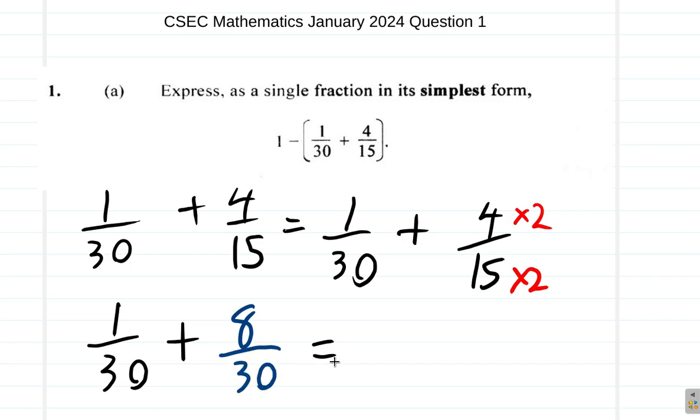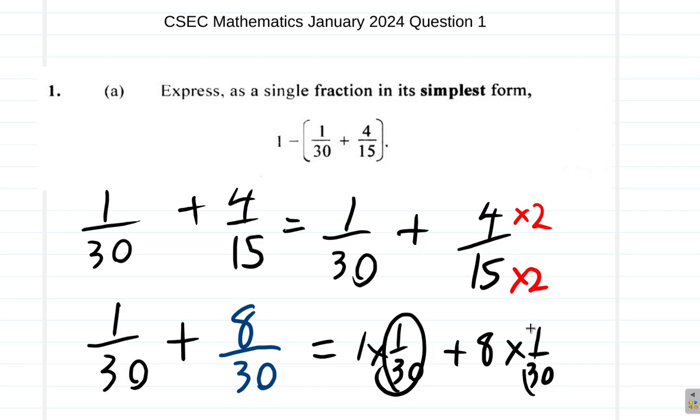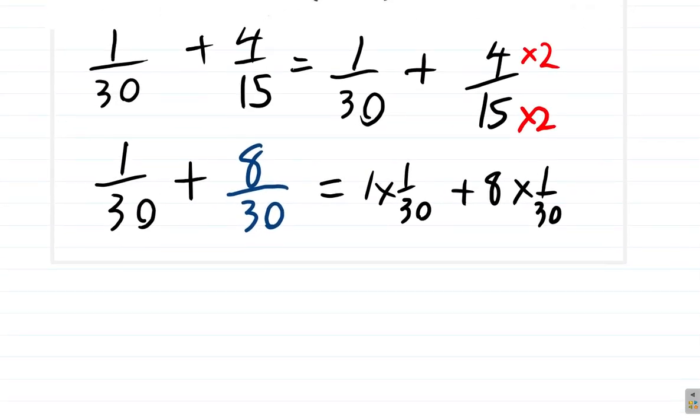Now look at this. 1/30 means 1 multiplied by 1 out of 30. Plus 8/30 means 8 multiplied by 1 over 30. So you have 1 of this plus 8 of this. How many of them do you have now? 9 of them. So you have 9/30. So it's 9 out of 30. See that? And of course you can simplify this.